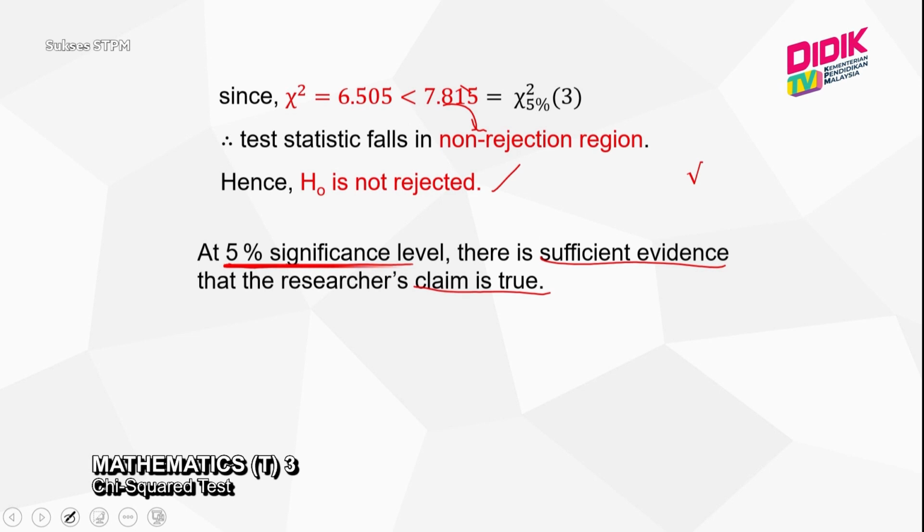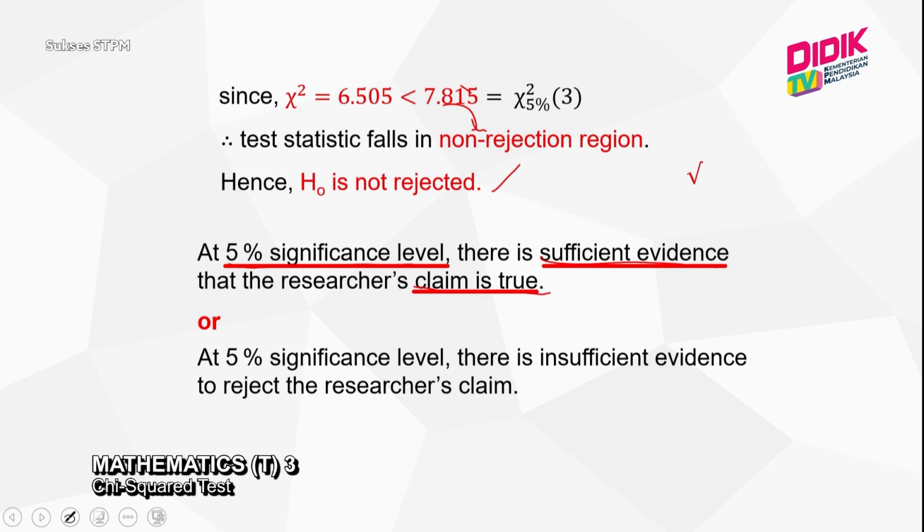Or maybe this is the best way of writing. Maybe the student will write like this. They like to use the word insufficient. So at 5% significance level, there is insufficient evidence to reject the researcher's claim. Slightly different, but both bring the same meaning.